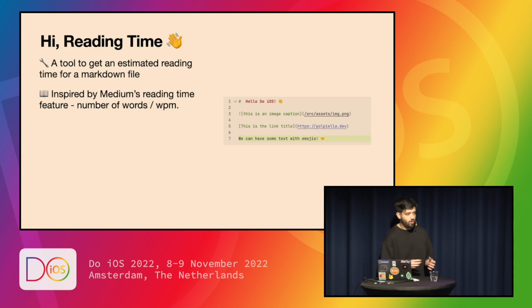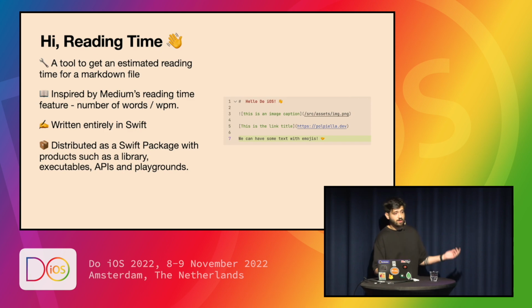The tool is inspired by Medium's reading time feature and a lot of other blogging platforms. It gathers the number of words in a given document in a string, and divides it by a constant called words per minute, and then you extract the minutes from there, and you can get an average reading time. It's written entirely in Swift.